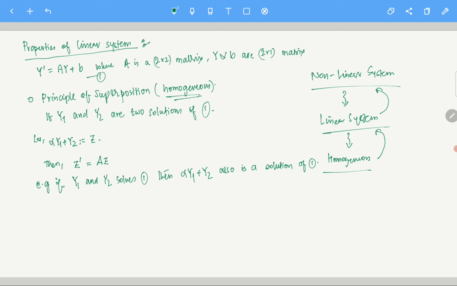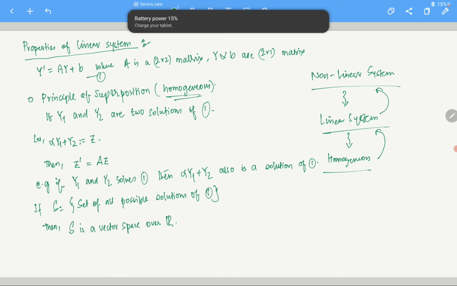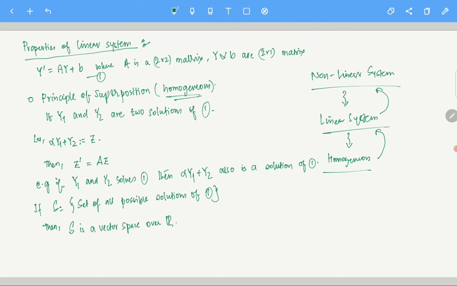And what is so special about this superposition principle? Because this actually says that if you write S to be the set of all possible solutions of 1, and by solution I will explain just after this, then S is a vector space over R. Now what sort of vector space it is, we don't know, we'll look at it later, but for now S is a vector space over R, that's fine.